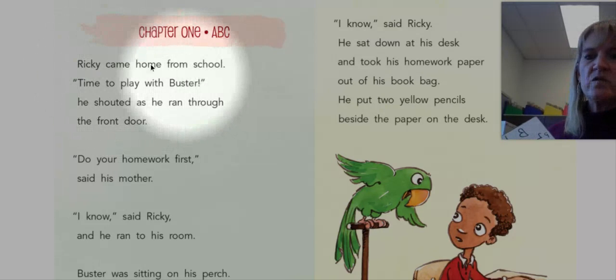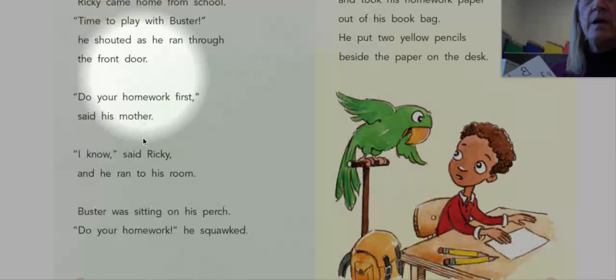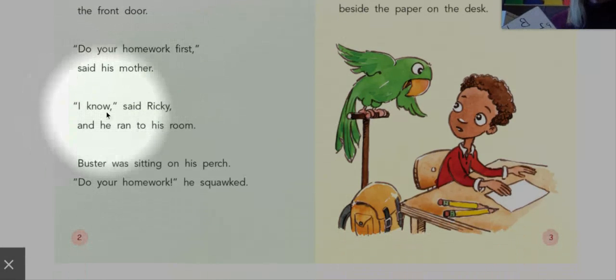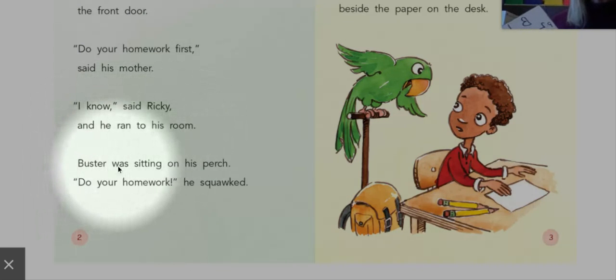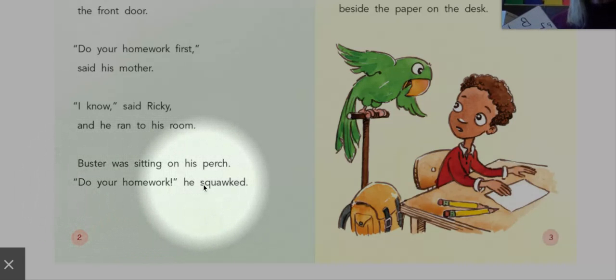Ricky came home from school. Time to play with Buster, he shouted as he ran through the front door. Do your homework first, said his mother. I know, said Ricky, and he ran to his room. Buster was sitting on his perch. Do your homework, he squawked.